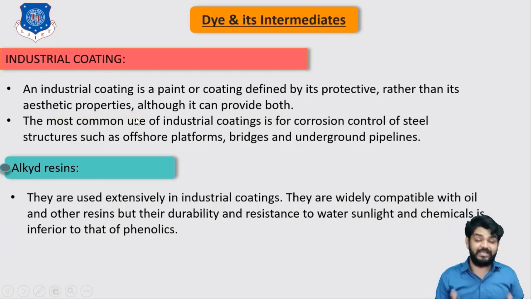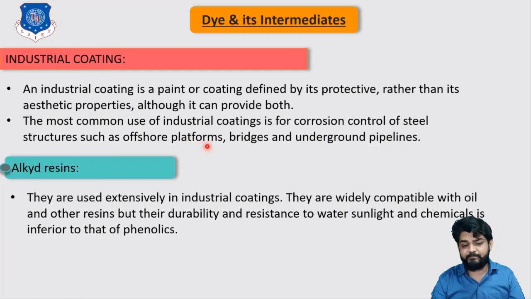So this industrial coating is mainly used for protective purposes rather than decorative purposes, also known as aesthetic purposes, although they can provide both. At the same time they can protect our substance and also be used for decorative purposes. The most common type of industrial coating is for the corrosion control of steel structures such as offshore platforms, bridges and underground pipelines. So these are the different substances being used for industrial coating purposes, right?